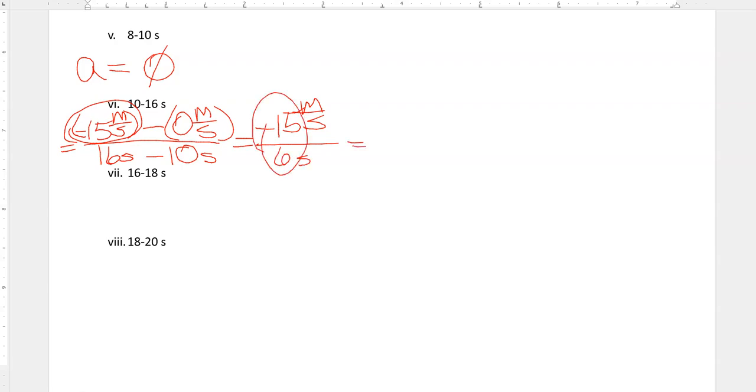All right. And at 10 seconds, we were still at the 0 meters per second range. And now we're subtracting negative 15 minus 0. Well, that just stays as negative 15 meters per second. And our denominator is 6 seconds. And if you can't do this in your head, use a calculator. Negative 15 divided by 6 is negative 2.5. And as always, our units are meters per second, which we write as meters per second squared.